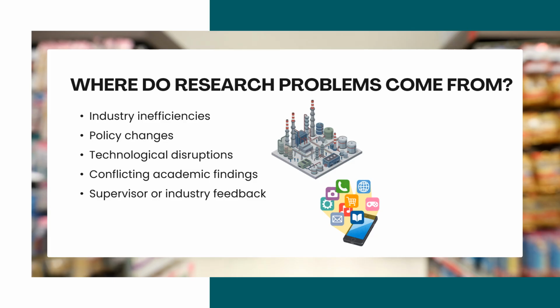The policy changes that one might have in the industry, the conflict of academic findings, where, for example, in university so and so, this is what the findings have revealed, but in another country, this is what the findings have revealed. Then we have a gap there. We can say, okay, let's try to experiment in a neutral position and see what we get. Obviously, we can get some other problems from supervisors and industry feedback. By supervisor, we're not talking about the research supervisor, but we're talking about your company supervisor.